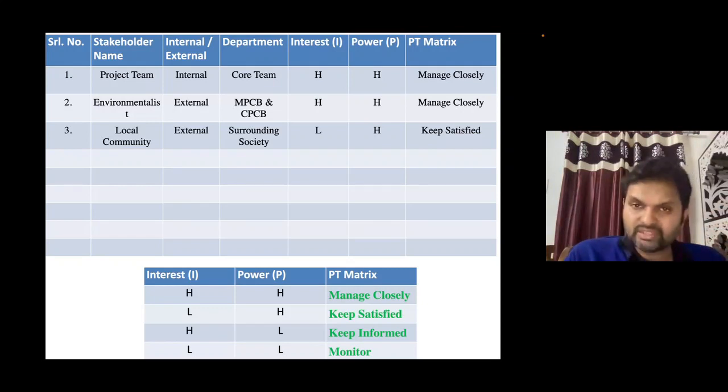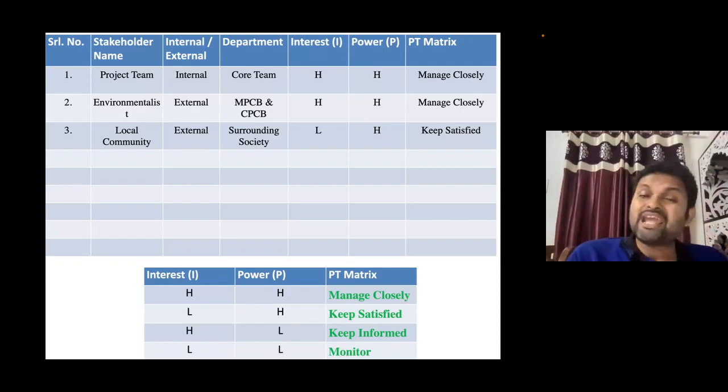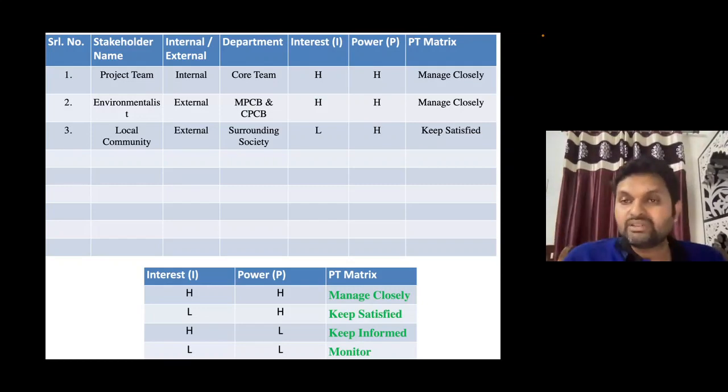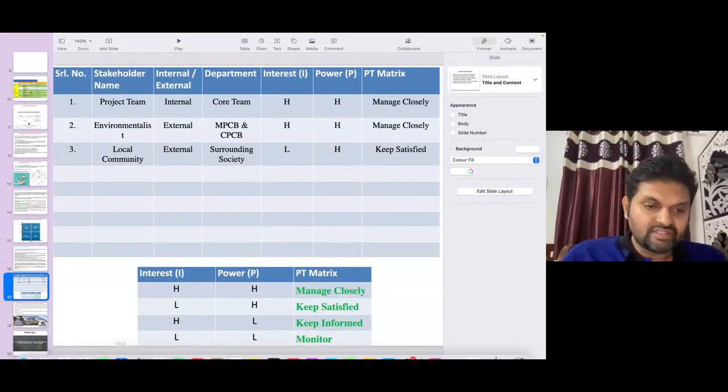Third, the local community. It is external. The department is the surrounding society. Interest is low, power is high. So keep them satisfied, right? In this way, I can write down the different stakeholders of my particular project, whether internal or external. I can write down the department if possible, although maybe not for everyone, then interest and power, and on the basis of that, I can carry out the PI matrix.